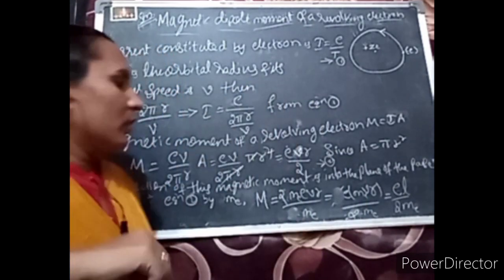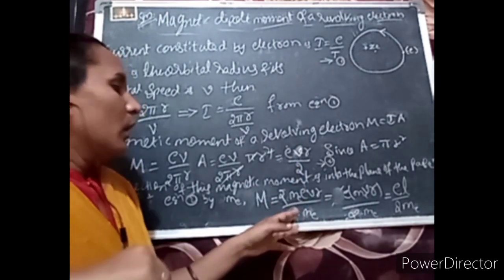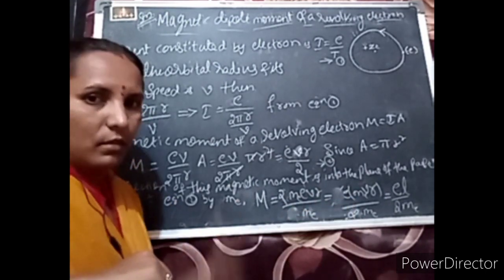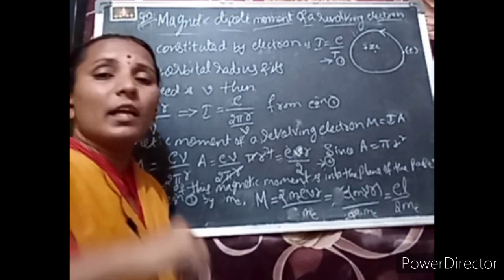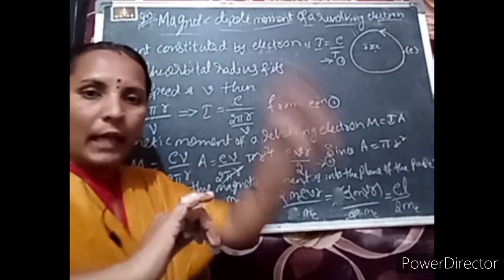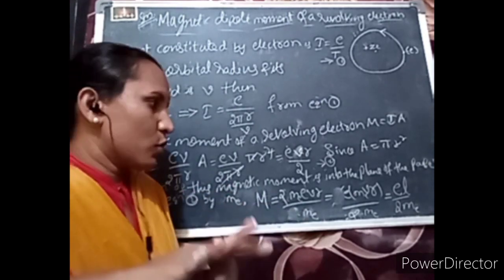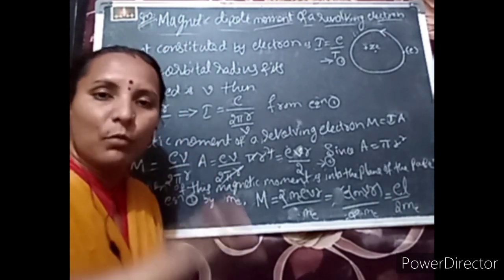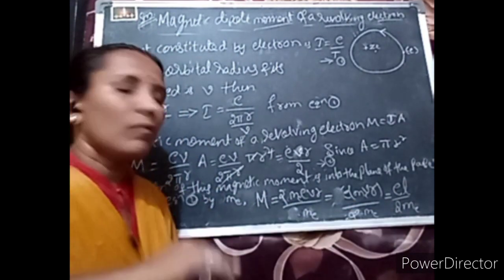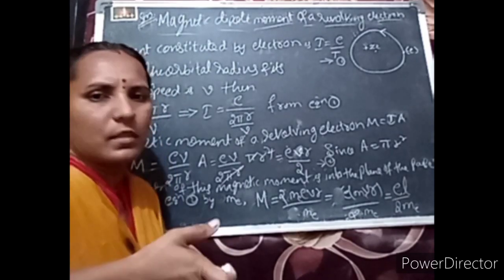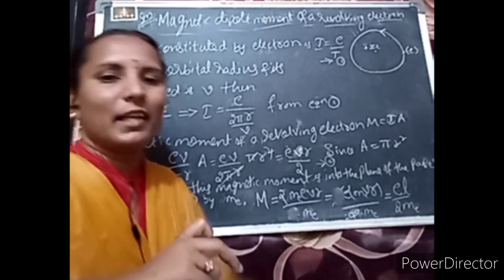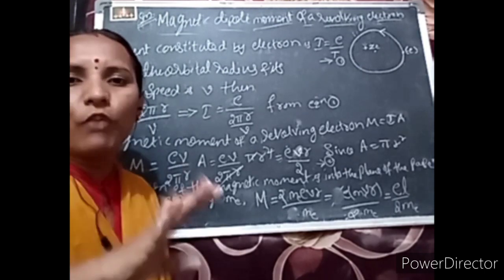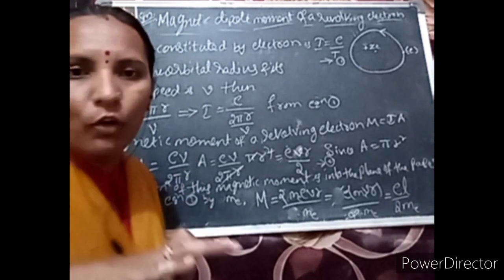When you divide and multiply equation number 2 with m, you get mvr separated, keeping e on the side, where mvr means the angular momentum of the revolving electron. That is represented by L. So eL by 2m, where e is the charge on the electron, L is the angular momentum, that is equal to mvr, and small m represents the mass of the electron and 2 is a constant. This is an expression for the magnetic moment. So, magnetic dipole moment of a revolving electron.